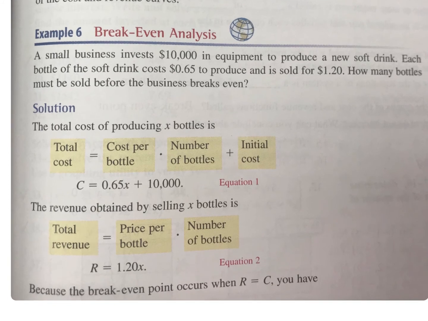So we set up two equations. The cost of producing the bottles, which is equal to the cost per bottle times the number of bottles sold plus the initial cost. For these types of equations, you will set it up this way always. So it's not always going to be bottles. It may be like pencils. So it'll be the cost per pencil, how many pencils you sold, plus the initial.